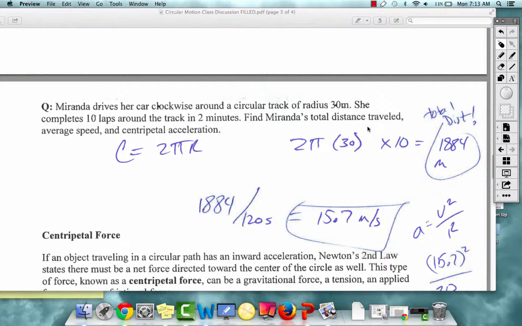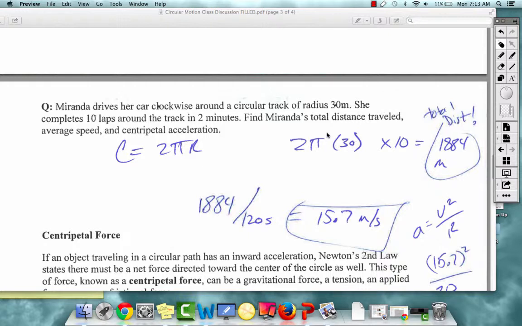Alright, the first thing I start by doing is I wrote down my formula for circumference. Circumference equals 2 pi r. The reason why I chose that is because I want to know the distance that Miranda travels to go around the track once. All I know about the track thus far is that it has a radius of 30 meters. So I just plug that in where it says r. So take 2 times pi times 30, and that gives you some number.